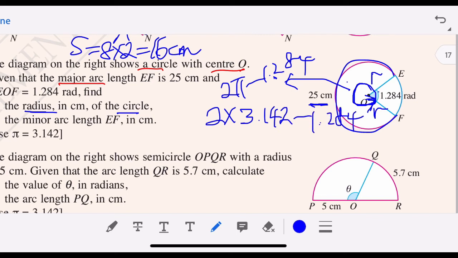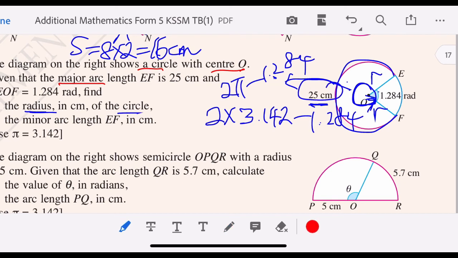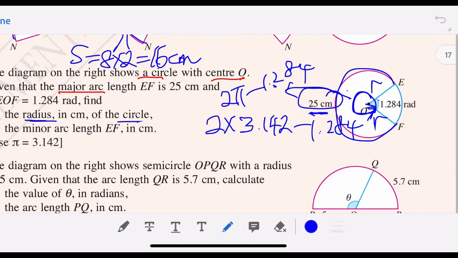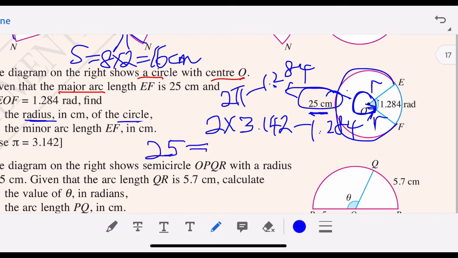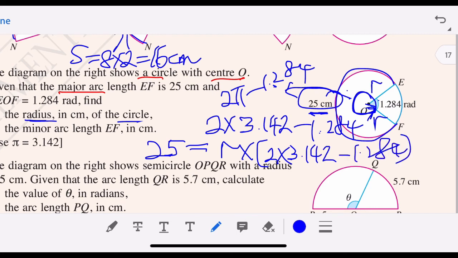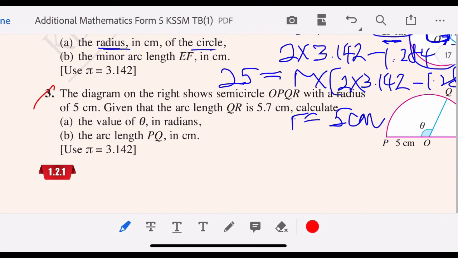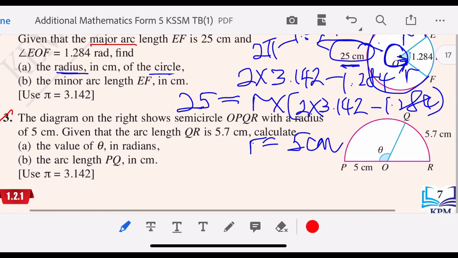instruction given. So if you subtract, you will get the angle for that. And then because the arc length is given, you can just take 25. S equal to r, which is unknown, and theta is 2 times 3.142 minus 1.284, right? Then you solve for r, the radius, you will get the answer, which is 5, I guess. Alright, you try.